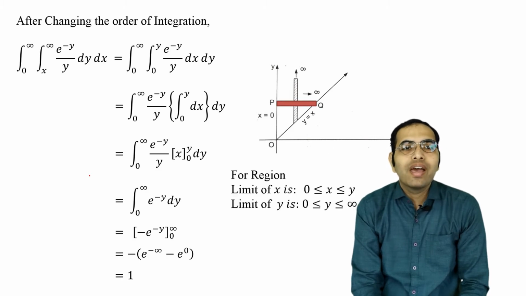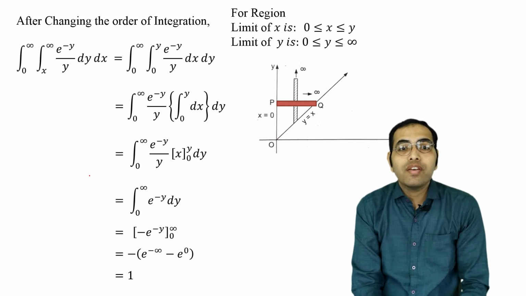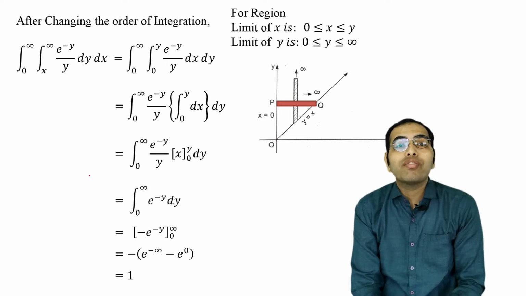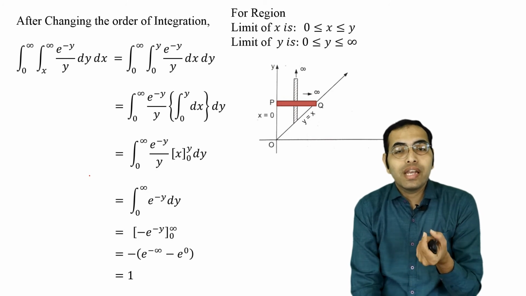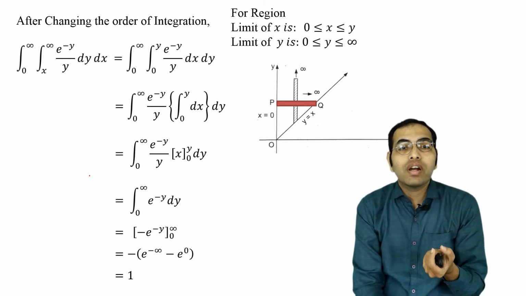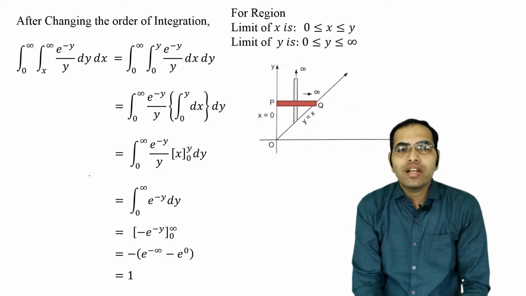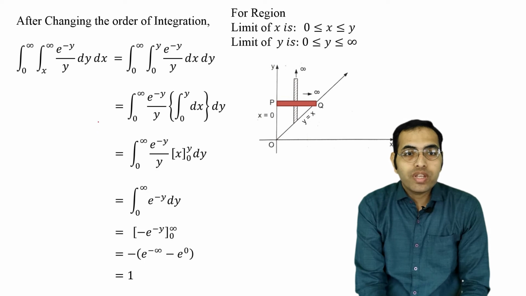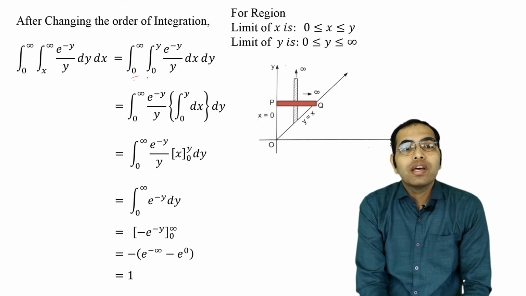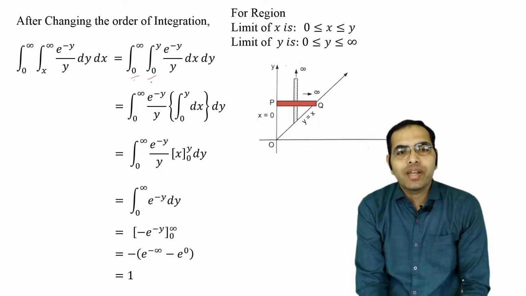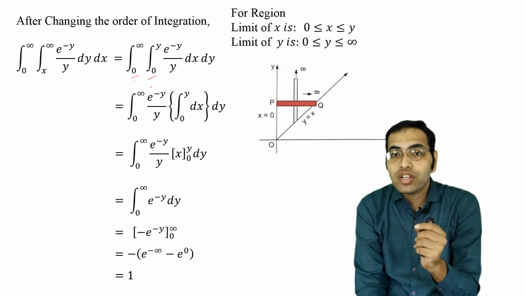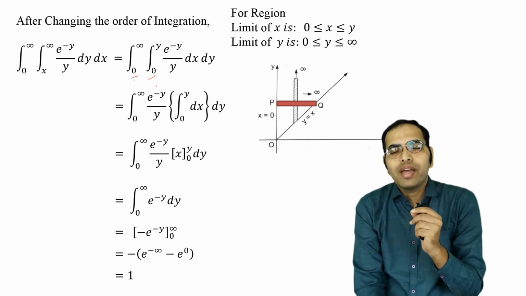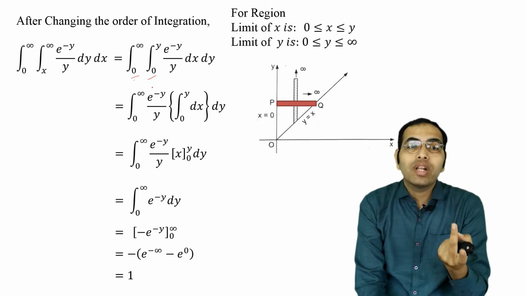Here, firstly we substitute the limit or order of integration. Our limit, which is in the form of dy dx, we have to convert into the form of dx dy: integral 0 to infinity, integral 0 to y, e raised to minus y by y dx dy. Whenever we have the constant limit on the outer side and the limit in the form of a variable on the inner side, firstly we have to solve the variable limit, and whatever answer we get, after that we solve the constant limit.